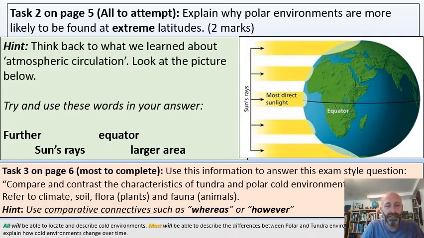And then last thing here is have a look on page 6, and I want you to have a go at this exam style question. Okay, so using the information to try and compare and contrast the characteristics of tundra and polar cold environments. So that means look at the similarities and differences between tundra and cold environment. Now on the next slide, I'm going to give you some sentence starters and help to do that. So I want everyone to have a go at this and think what I need to do for a 6-mark answer. So how many points would I need?